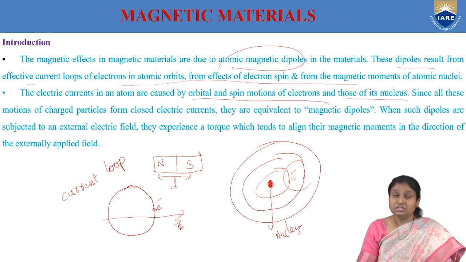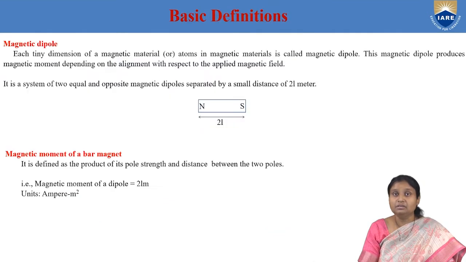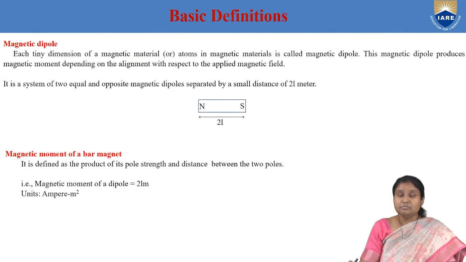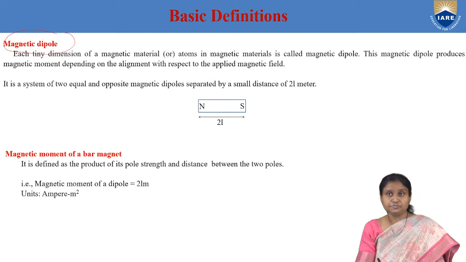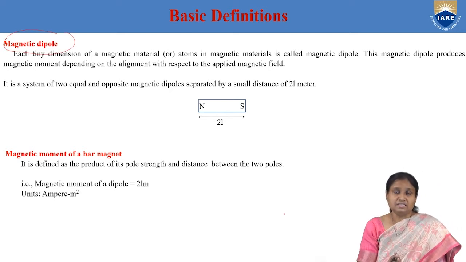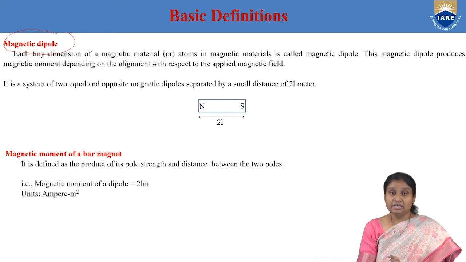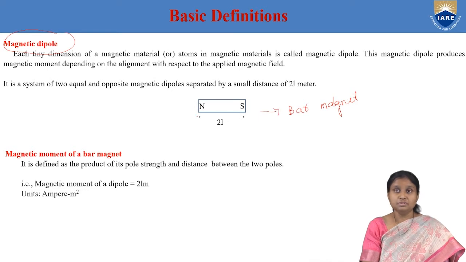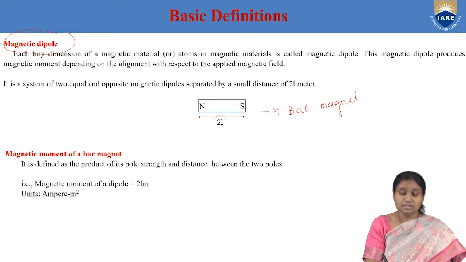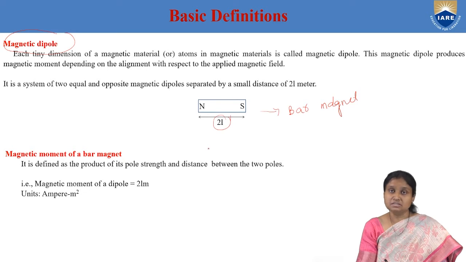So first, before discussing the magnetism arising in the material, we'll try to get familiar with some of the basic definitions related to magnetic materials. When we consider such basic definitions, first we are going to talk about magnetic dipole. In order to understand magnetic dipole, I have taken a simple example of a bar magnet. In a bar magnet we have two opposite poles, north pole and south pole, and they are separated by a small distance 2L.